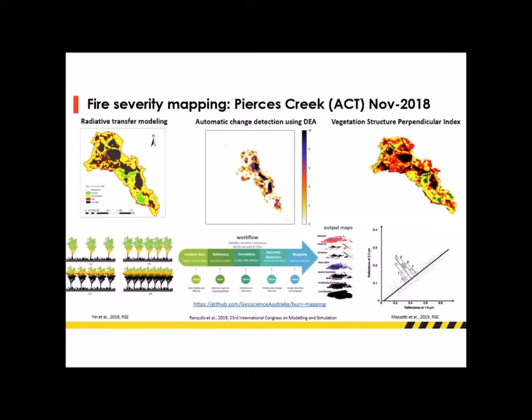For example, the radiative transfer model-based algorithm only requires 1 single image post-fire. So that simplifies the computing. But the algorithm we developed in collaboration with Geoscience Australia uses change detection. So it needs a long time series of Landsat imagery, but it is fully automatic, and the algorithms are available in GitHub to be used with the Digital Earth Australia.